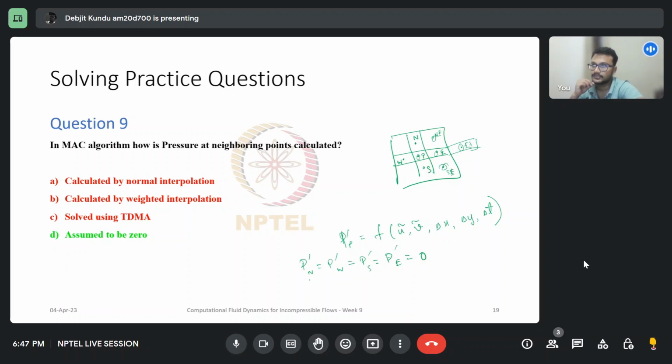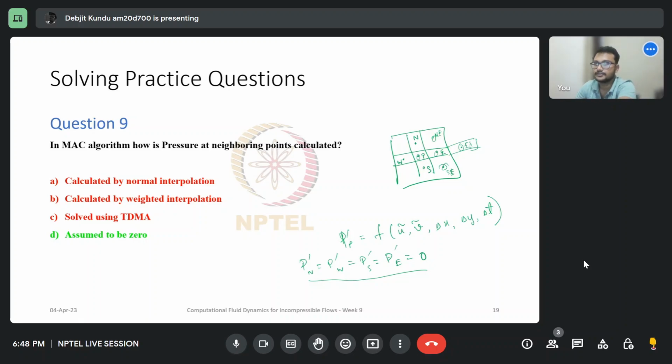So assuming that the neighboring points have a pressure correction of zero doesn't mean that in the entire domain there would be pressure correction at one point only and all other points would have a correction of zero. That doesn't happen. In the formula only this change takes place, and we keep repeating this thing iteratively until we reach a converged solution where these u tilde and v tilde satisfy a certain criterion.